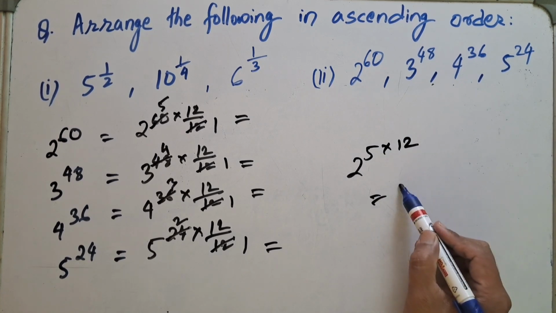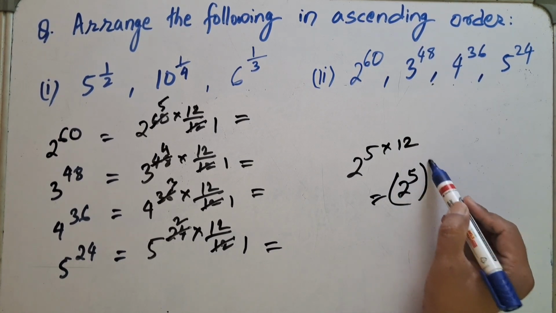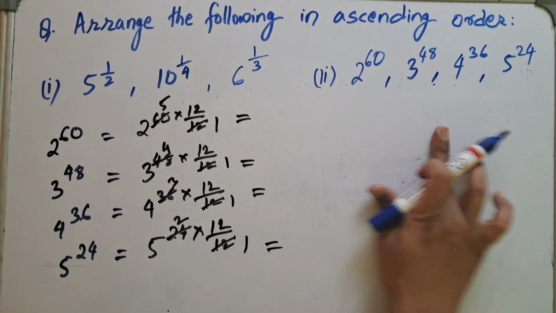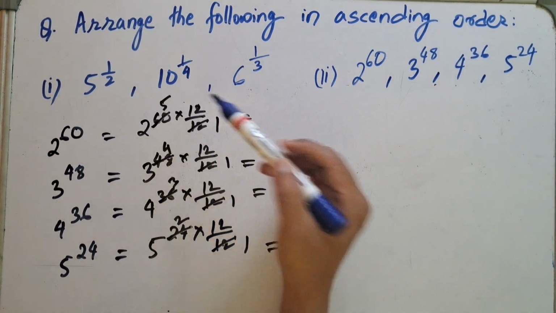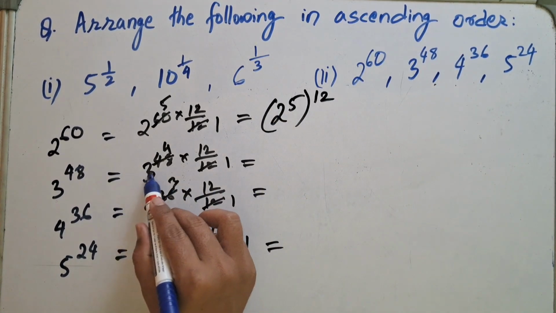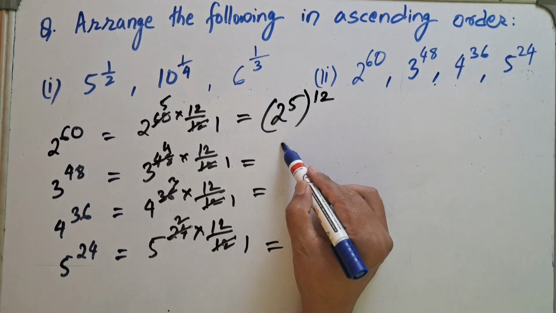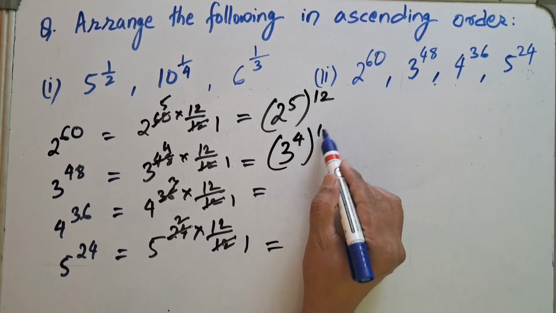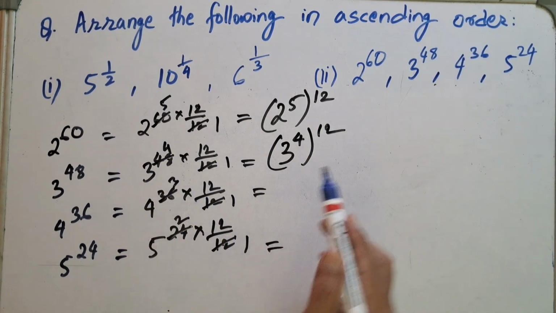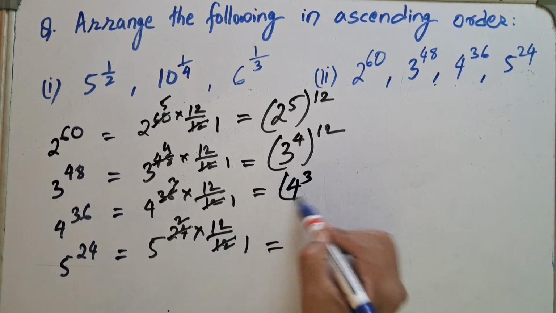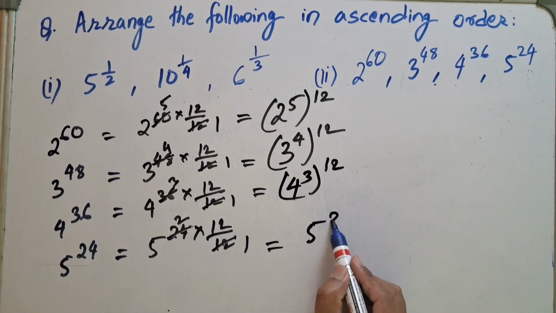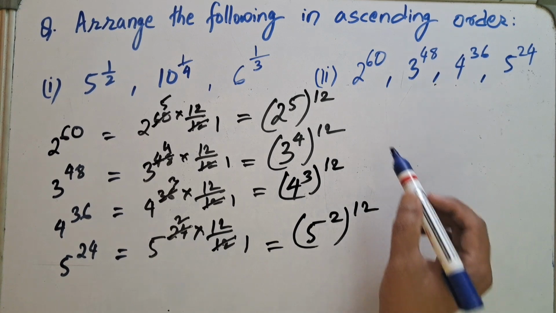This number we can write like this: 2 to the power 5 whole to the power 12. So 5 into 12 is 2 to the power 5 into 12 can be written as 2 to the power 5 whole to the power 12. 3 to the power 4 into 12 means 3 to the power 4 whole to the power 12. 4 to the power 3 into 12. Next number is 5 to the power 2 into 12.